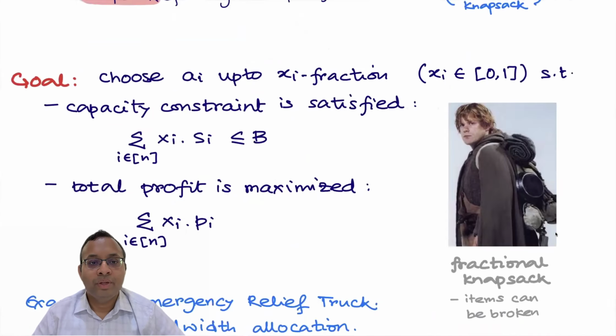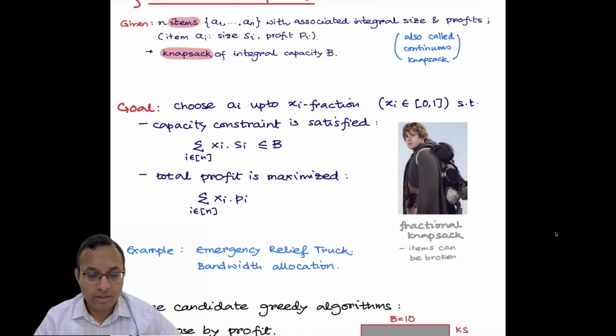Our goal is to choose each item Ai up to some fraction Xi. If we don't take the item, it's 0. If we take the item completely, it's 1, but we are allowed to take it fractionally. So xi can be a fractional number between 0 and 1, such that condition 1, the capacity constraint, is satisfied. If we look at a particular item Ai, and we have taken xi amount of the item, then the contribution of that item to the capacity is xi times si, and the contribution to the profit is xi times pi.